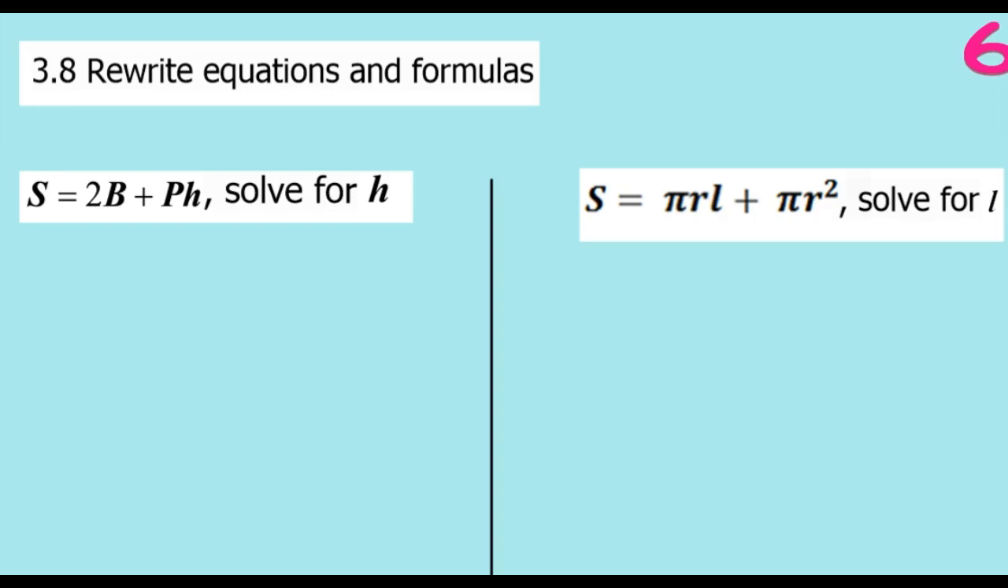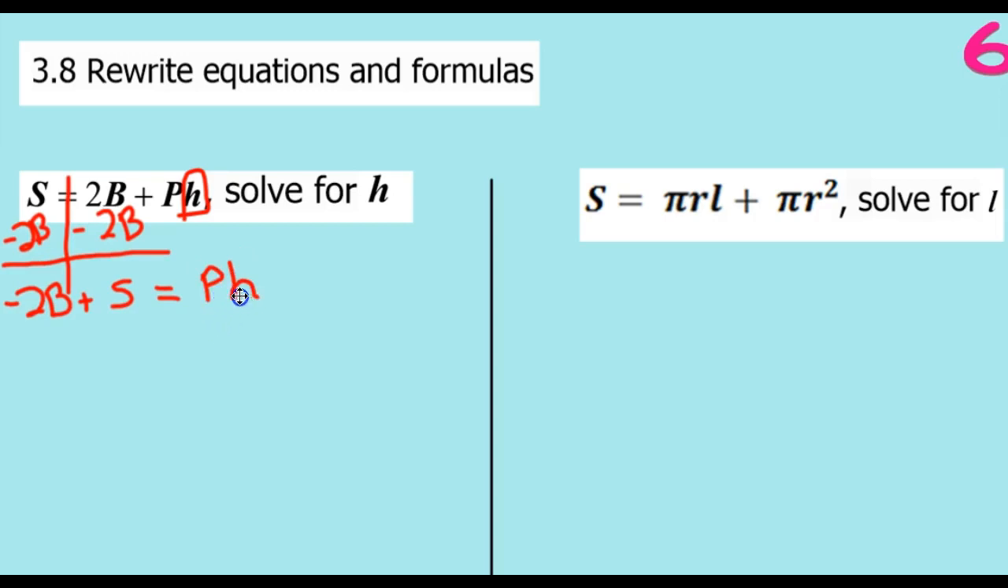Last couple problems, we're rewriting a couple formulas. So this first one says I have S equals 2b plus pH. Solve for h. So I'm going to circle my h because I know that's what I'm trying to get by itself. So the first thing I'm going to move over is everything that's not touching my h. So 2b, I'm going to subtract it because it's positive. So I have a negative 2b plus s equals pH.